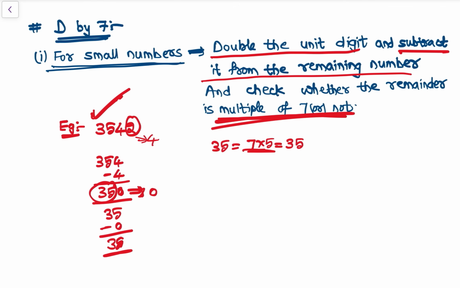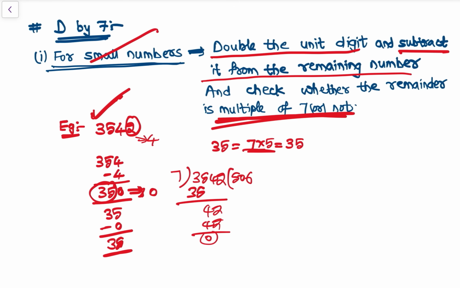For small numbers, normally you can check with the table of 7. 7 5s are 35, then 0. Then 42, 7 6s are 42, so 0. So you don't even need to memorize this. But for bigger numbers, you have an important rule that you need to remember.